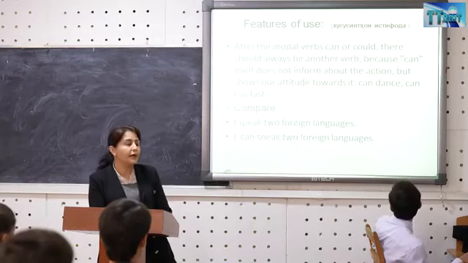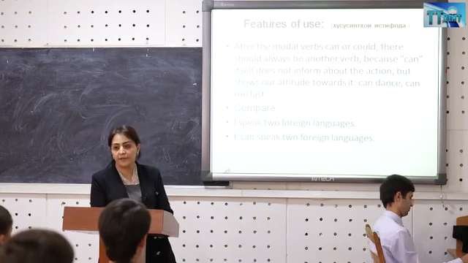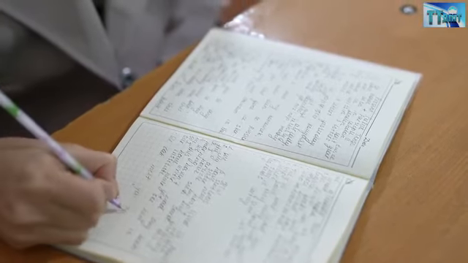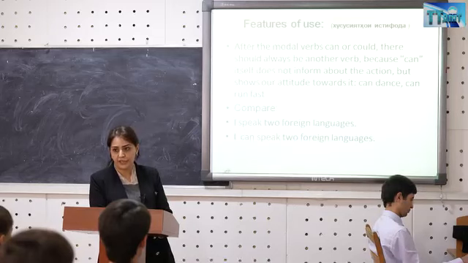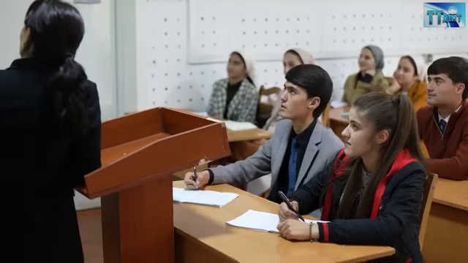Features of use. After the modal verbs can or could, there should be another verb, because the modal verb can itself does not inform about the action, but only shows our attitude towards it. For example, can read, can write, and look at the screen.